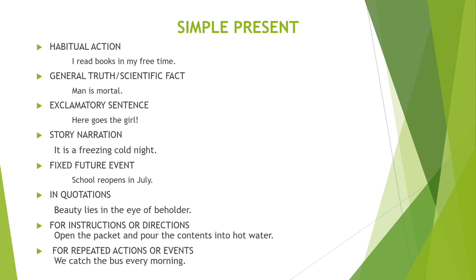Next one is for instructions or directions. Generally, whenever we give instructions to somebody about anything, suppose you tell somebody go and bring a glass of water, that's an instruction. So we give instructions in simple present tense. And last but not the least, we use simple present tense when we are talking about repeated action. It's kind of a general action, or we can call it habitual action also.